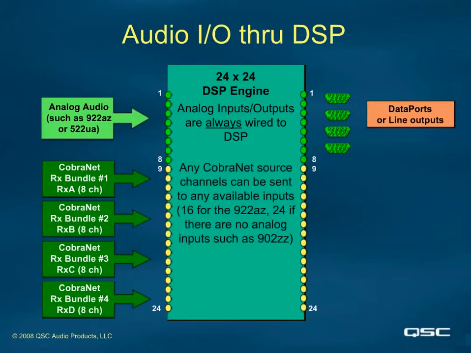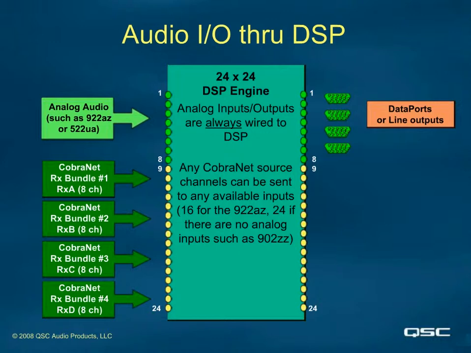If a basis derivative has CobraNet capability, and remember, not all models have CobraNet, then any inputs not already pre-wired to analog inputs may be used as CobraNet inputs to the DSP. In the case of the 922AZ, for example, there would be up to 16 available inputs for CobraNet signals, while a 902ZZ, which has no analog inputs at all, can accept up to 24 CobraNet signals for processing by the DSP engine.